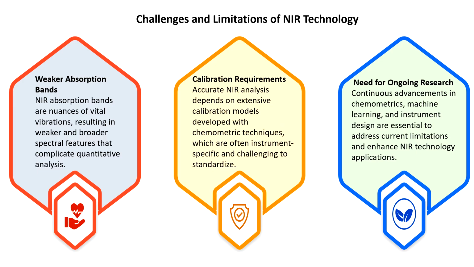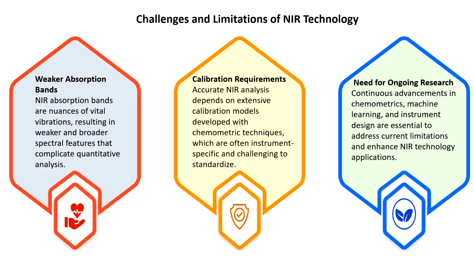Now, let's also look at the challenges and limitations of NIR technology. 1. Weaker absorption bands. NIR absorption bands are overtones of vital vibrations, resulting in weaker and broader spectral features that complicate quantitative analysis. Calibration requirements. Accurate NIR analysis depends on extensive calibration models developed with chemometric techniques, which are often instrument specific and challenging to standardize.